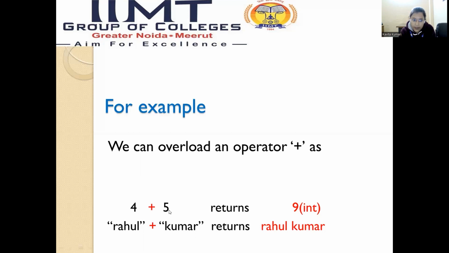If I'm taking my operands as an integer type, it will return an int value, that is 9. And if I take string values as operands, this same plus operator will return Rahul Kumar. That means it is just concatenating two strings. Here my plus operator is the same operator, but it behaves differently with different types of operands. This is what operator overloading is.